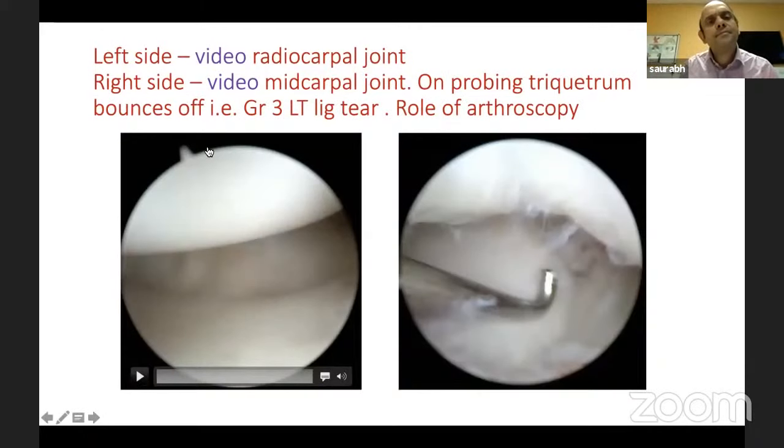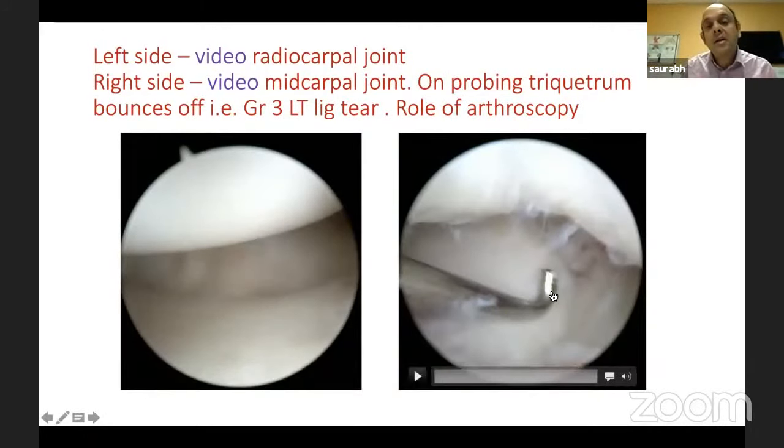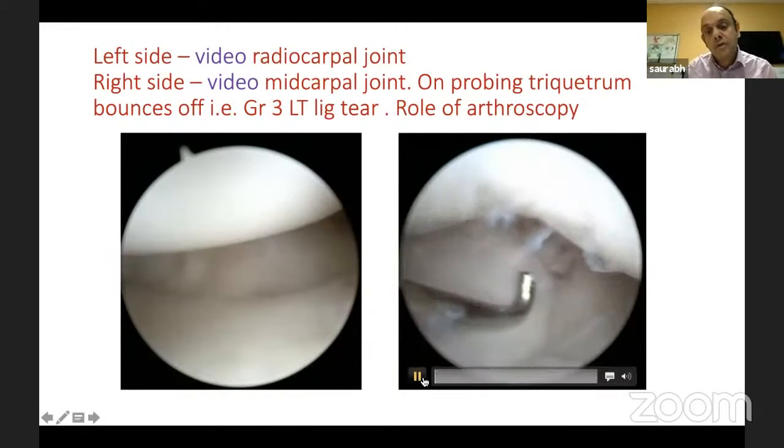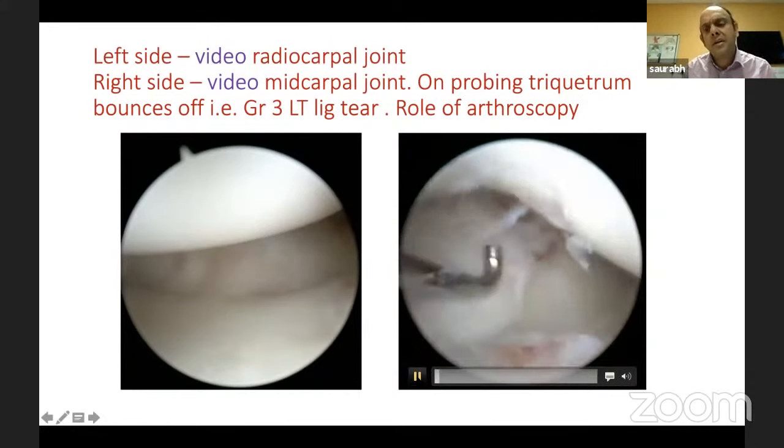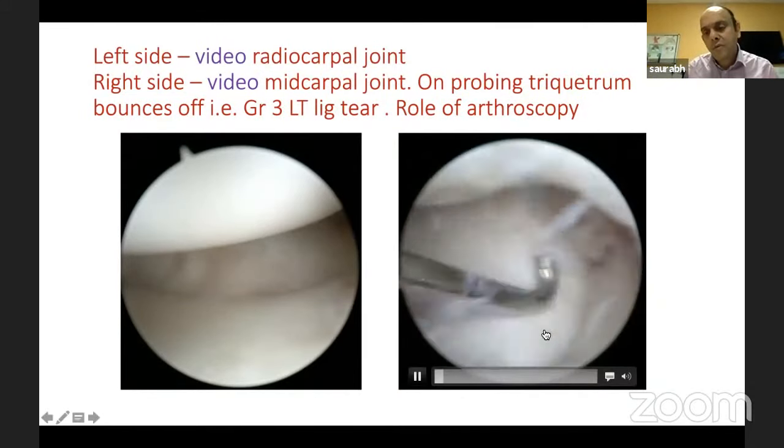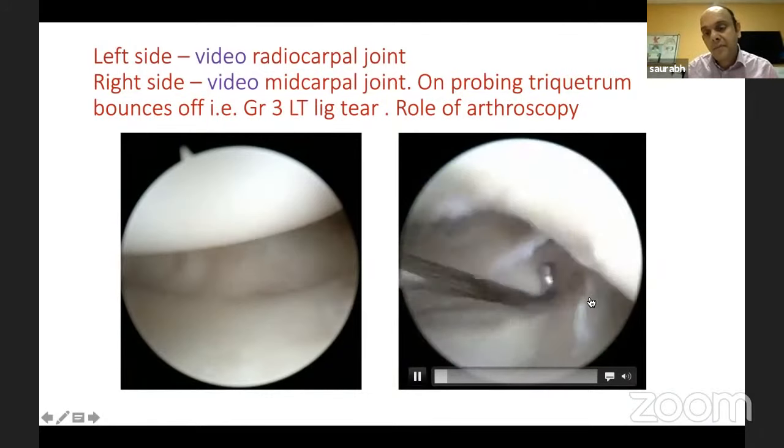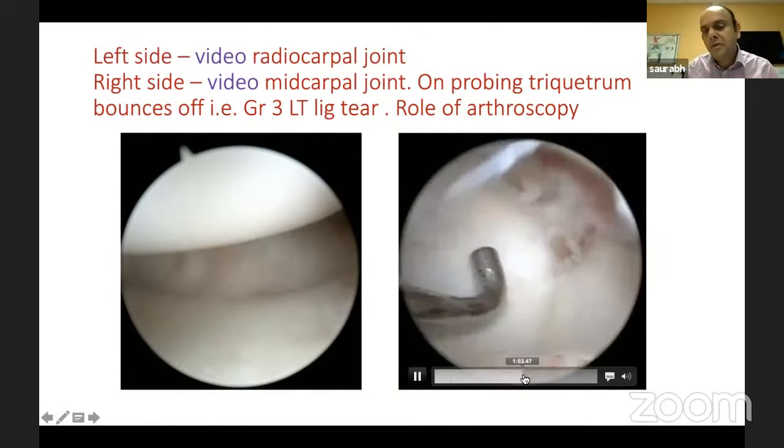So again, if I take you to the right side, this is a view of the midcarpal joint. Put a probe in, and in a minute you'll see me slapping the triquetrum down, and you can see, so triquetrum, lunate, you'll see a step here. So it was a grade 3, let's say. And can you see? The triquetrum goes down there, and there's a step there. Okay, anyways, so that's the role of arthroscopy. In those subtle injuries, you can always scope it.